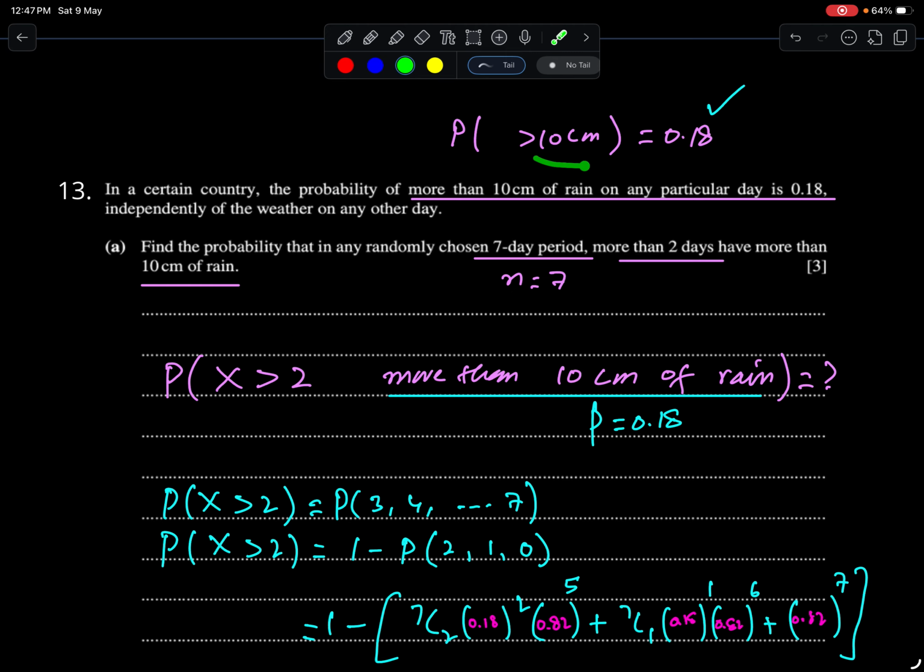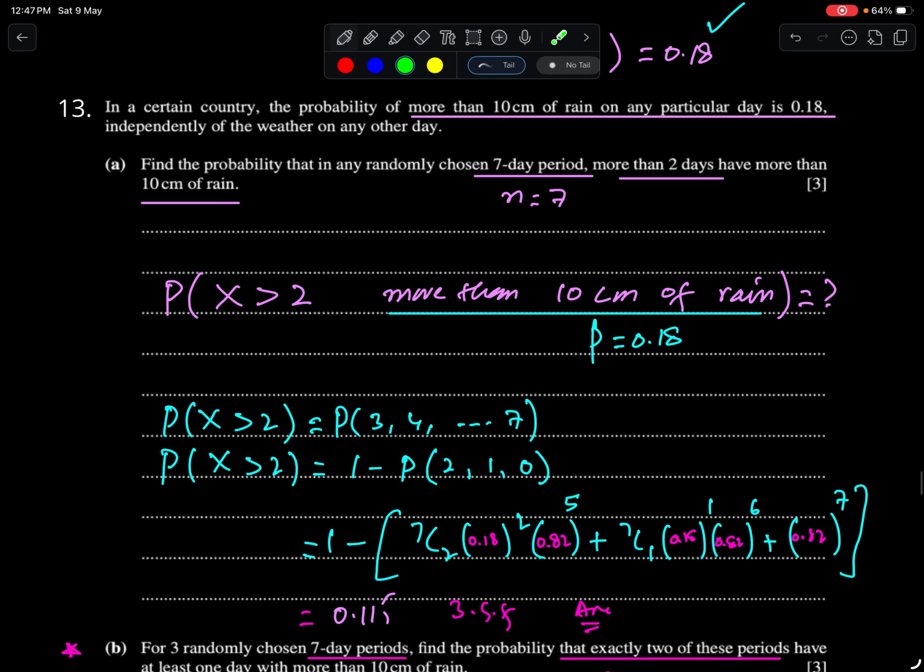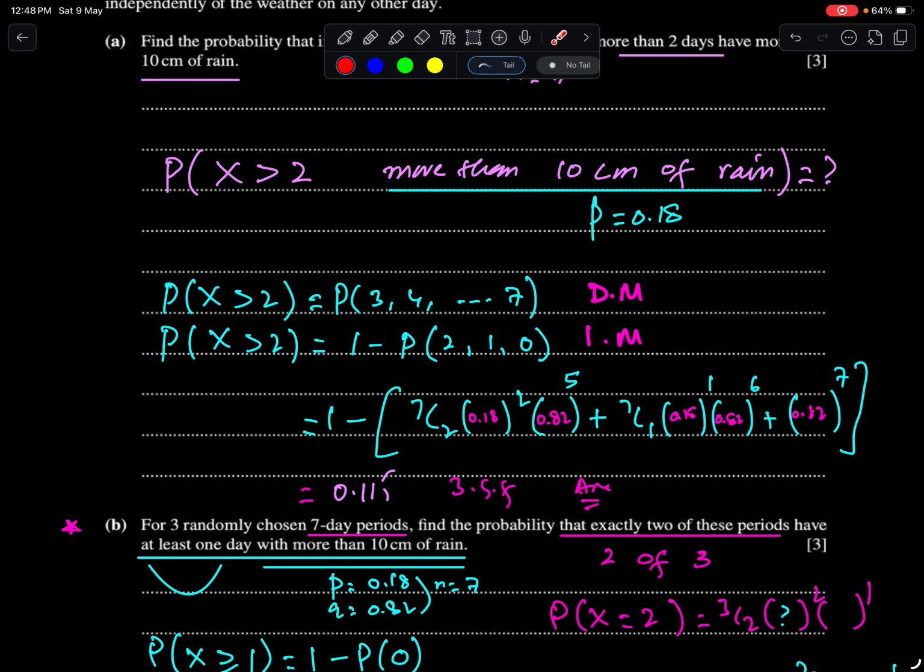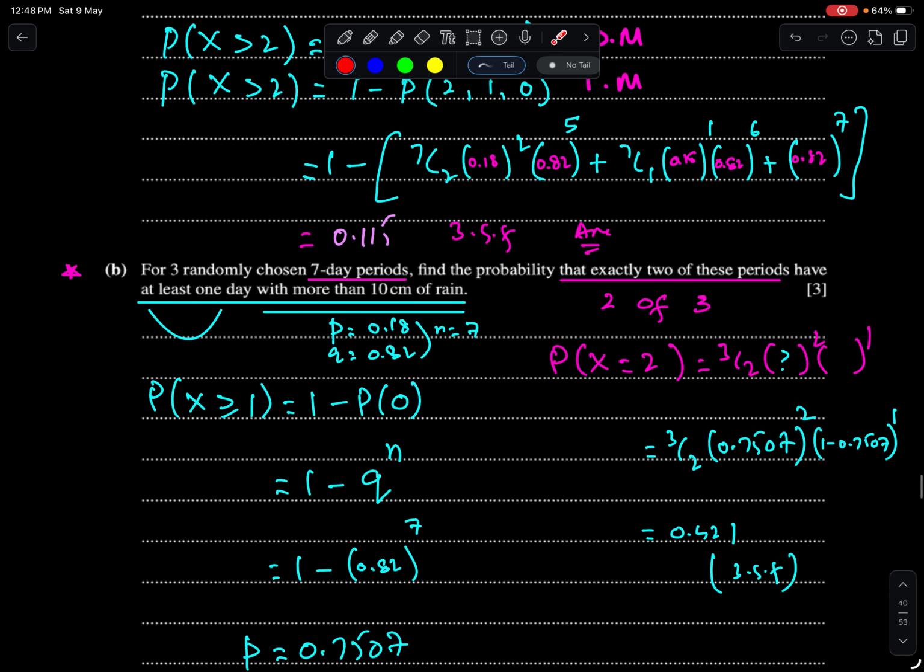So more than 10 centimeter of rain, probability is 0.18. So for this part, P is 0.18. And we need more than 2. This is the direct method, and this is the indirect method. In the direct method we have a lot of numbers, so use the indirect method. In the indirect method, we write 1 minus those numbers which are not in this list. So 2, 1 or 0. Now this part is extremely important. You must be good at these types of questions.